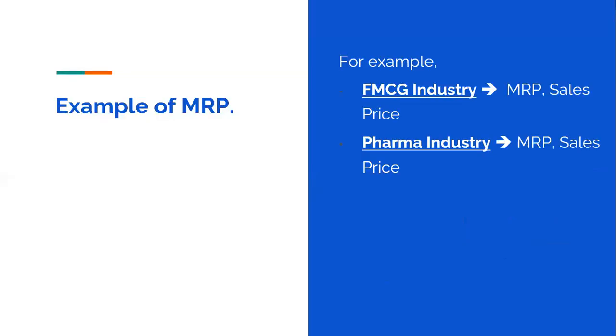Next, let's have an example of MRP. Mostly this MRP-wise detail is used in the FMCG industries as well as pharma industries. In FMCG industries, when we purchase consumable goods, we see that the product we are purchasing has a price tag of MRP as well as the sale price. Similarly, whenever we purchase medicine, we also see the price tag of MRP on the product.